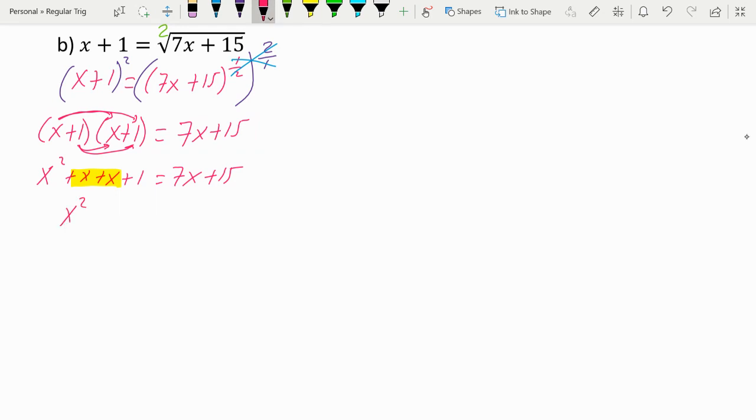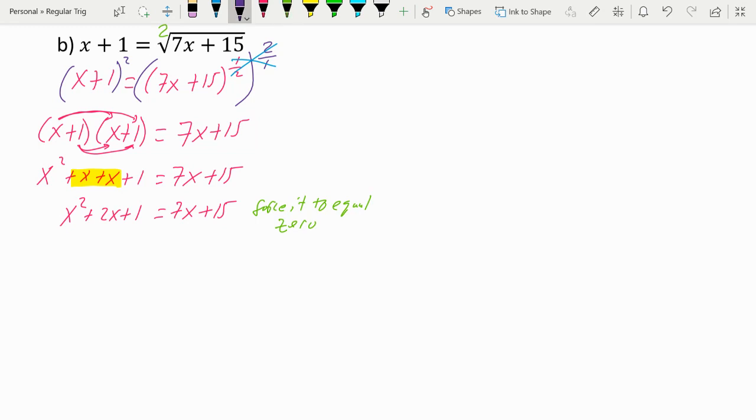All right, so I end up with x squared plus 2x plus 1 is equal to 7x plus 15. Now remember, when you have something squared, x squared, we need to solve. We have to force it to equal 0. It has to equal 0.